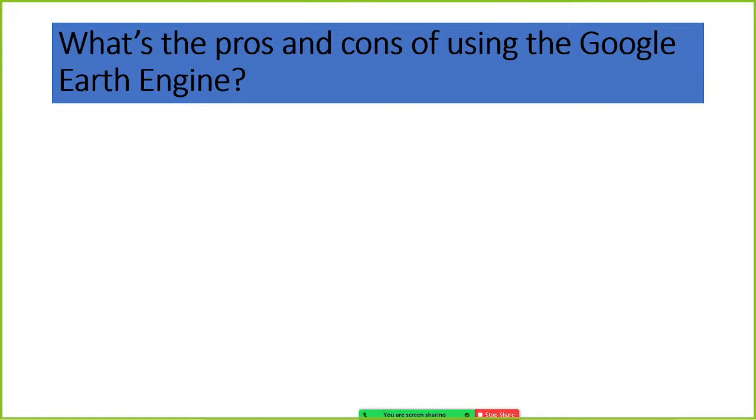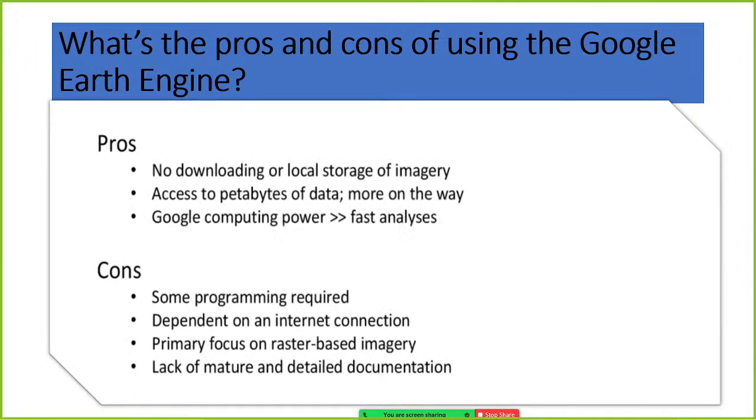Okay, you don't have to struggle with finding the dataset and downloading what you need, since everything is available online. You can just write your code and then you can easily get all of this satellite imagery. The first advantage is that you don't need to download any satellite imagery. It has access to petabytes of data or more on the way, and with Google's computing power, you can do very fast analysis.